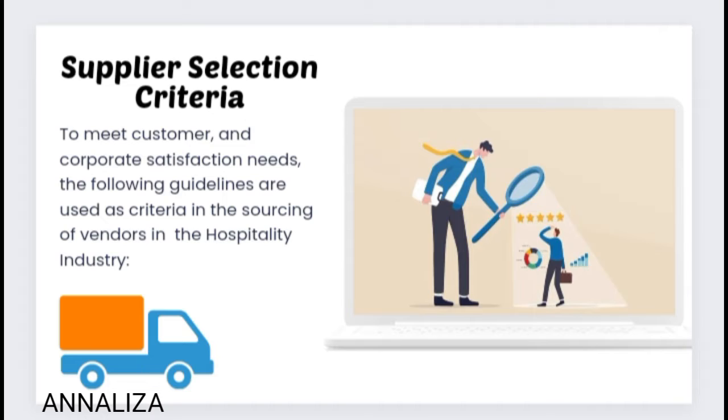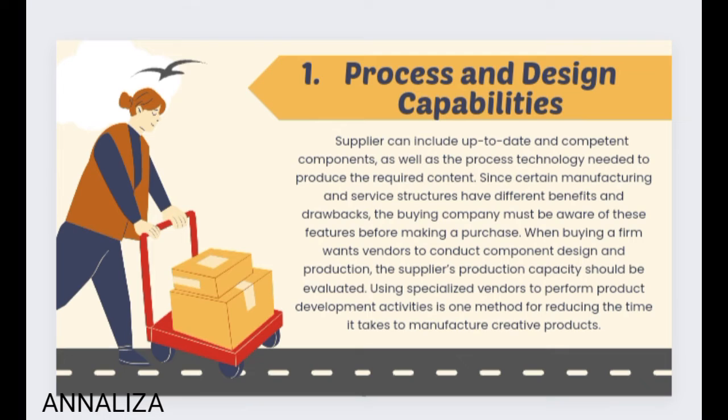So, supplier selection criteria. To meet customer and corporate satisfaction needs, the following guidelines are used as criteria in sourcing vendors in the hospitality industry. Number 1 is process and design capabilities. Suppliers can include up-to-date and competent components, as well as the process technology needed to produce the required content.